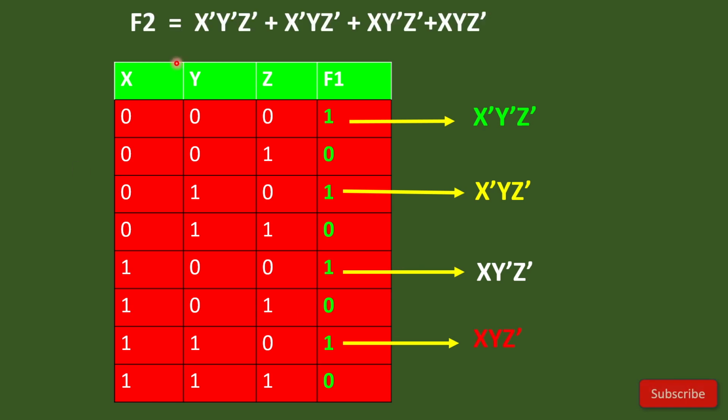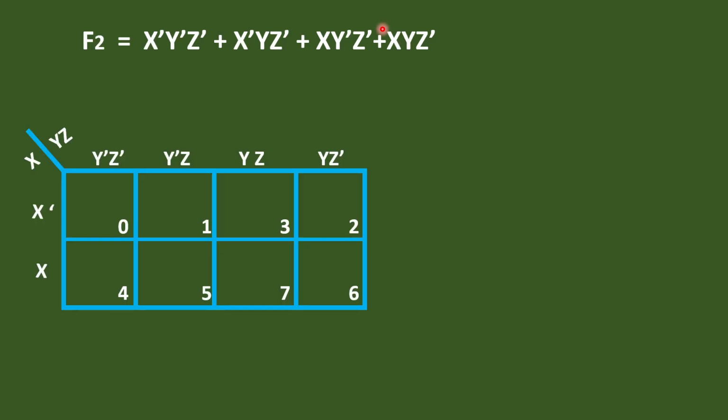Okay. Now we write the Boolean expression as F2 equals x dash, y dash, z dash plus x dash, y, z dash plus x, y dash, z dash plus x, y, z dash. That means these four terms are combined using plus. That is, it is sum of product, SOP form. Now we are going to simplify this Boolean expression using K-map. So in this expression, we have these four terms. They will be represented as ones in this K-map.